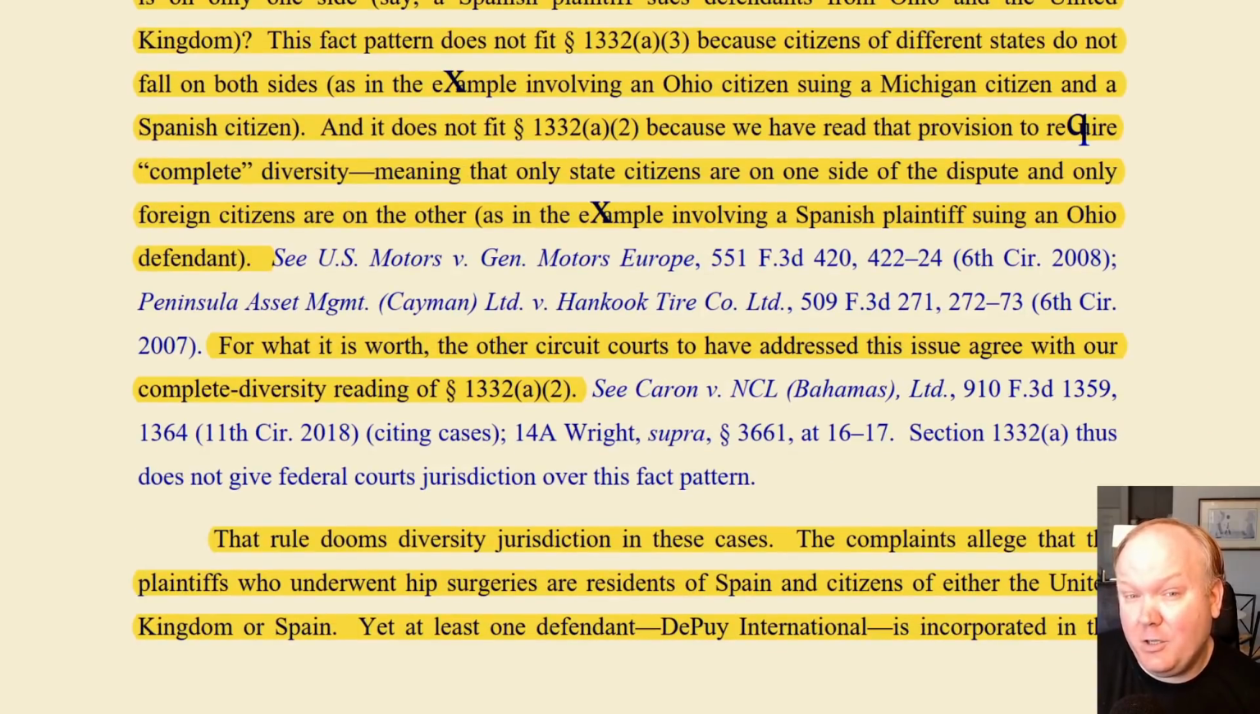And it doesn't fit A2 because we've read that provision to require complete diversity, meaning that only state citizens are on one side of the dispute and only foreign citizens are on the other side. Complete diversity. Yes. So when you have diversity jurisdiction, you need complete diversity. This doesn't apply to class actions sometimes, but it does here. So it's saying you need complete diversity and you didn't have it. You had foreign people on both sides of the V mark, Spain was on both sides, and that's not going to do it. So you don't have complete diversity.